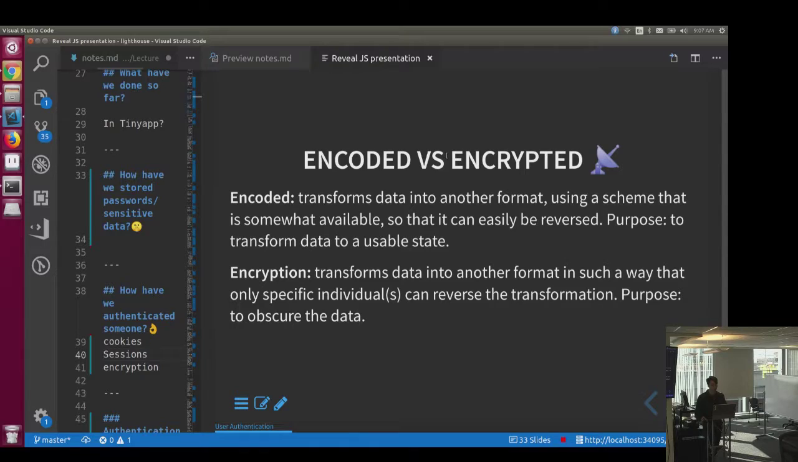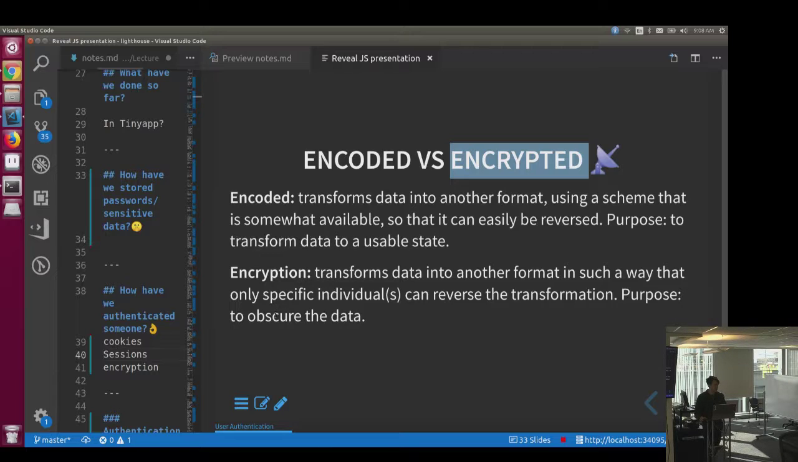The other two terms that are pretty similar to each other are encoded and encrypted. Even looking at something that's encoded or looking at something that's encrypted, they can look very similar as well. So encoded is when you're transforming data into another format. You're using a scheme that is somewhat available, and can easily be reversed. The purpose when you're encoding something isn't to hide what the data is, it's just to make it more usable. It's to put it into a format that maybe a programming language can use better, maybe the other person who's using it can understand it easier.